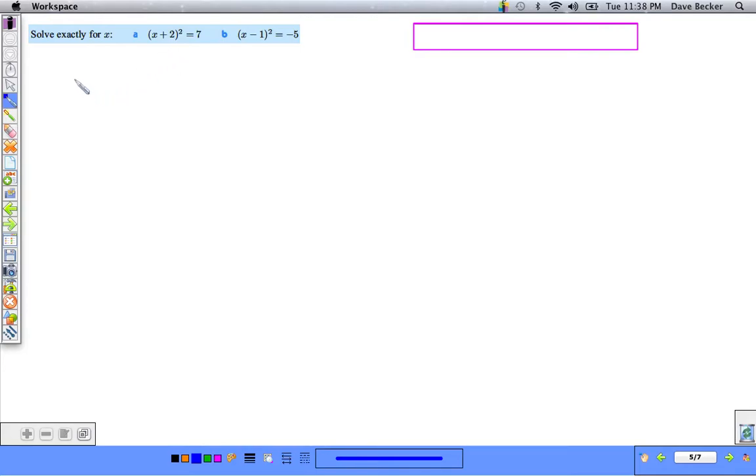If I have x plus 2 quantity squared equal to 7, I can do this. I can take the square root of both sides, and I'm going to give myself a little more room here. I'm going to move this 7 over here. I made a boo-boo and not giving myself more room.